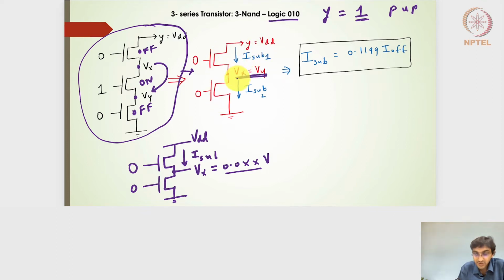And now I should be able to find the subthreshold leakage current quite easily. I have the subthreshold leakage current of transistor 1 and of transistor 2, and on one side it is VDD, the other side it is ground, so it will be nothing but 0.1199 of the I off current. This is something we have already seen earlier. So for a logic of 0, 1, 0, I will have a subthreshold leakage current of 0.1199 of the I off current.